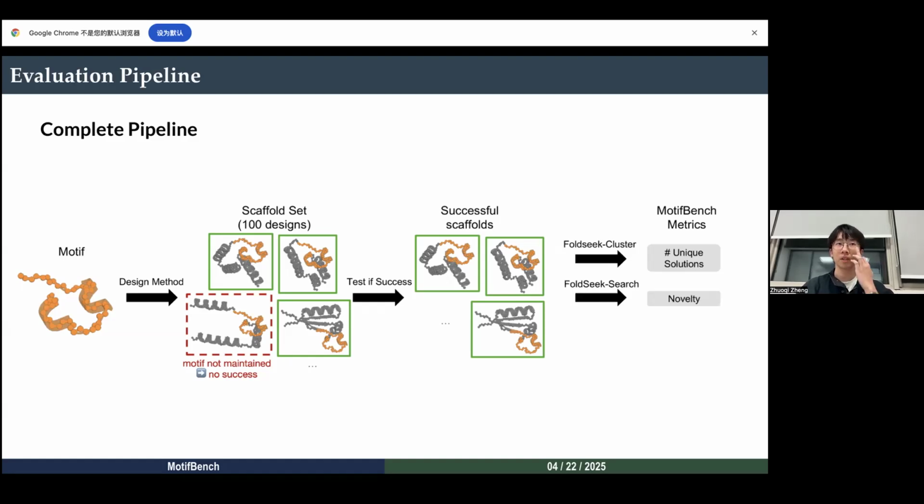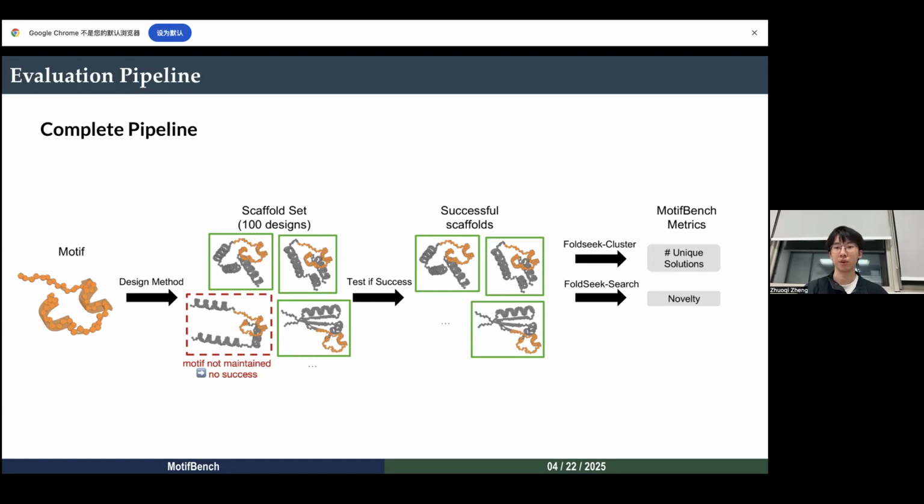Also, modern motif scaffolding methods have a major difference compared with the previous motif grafting procedure, which is that we want the methods to generate completely novel scaffolds instead of just grafting the motif onto existing scaffolds, because this allows a larger search space compared with the existing protein database.